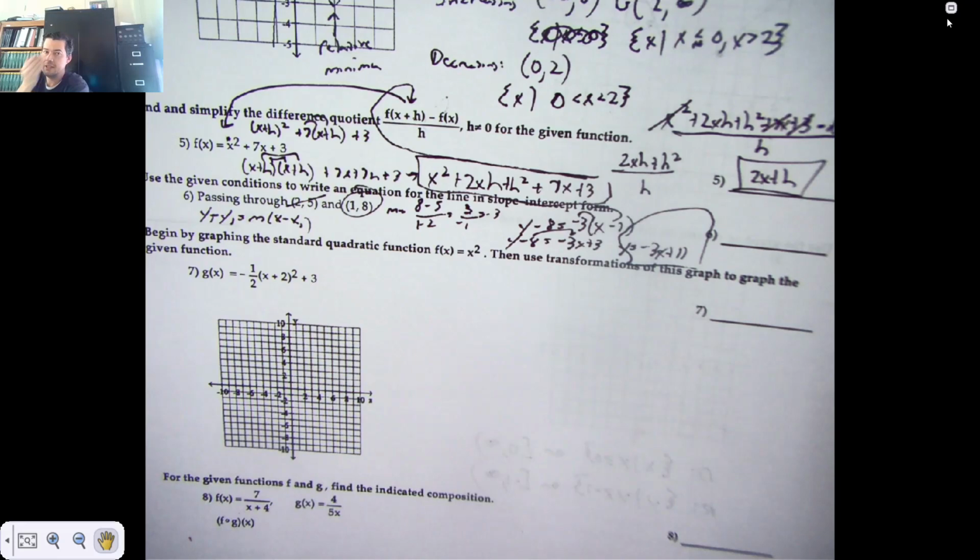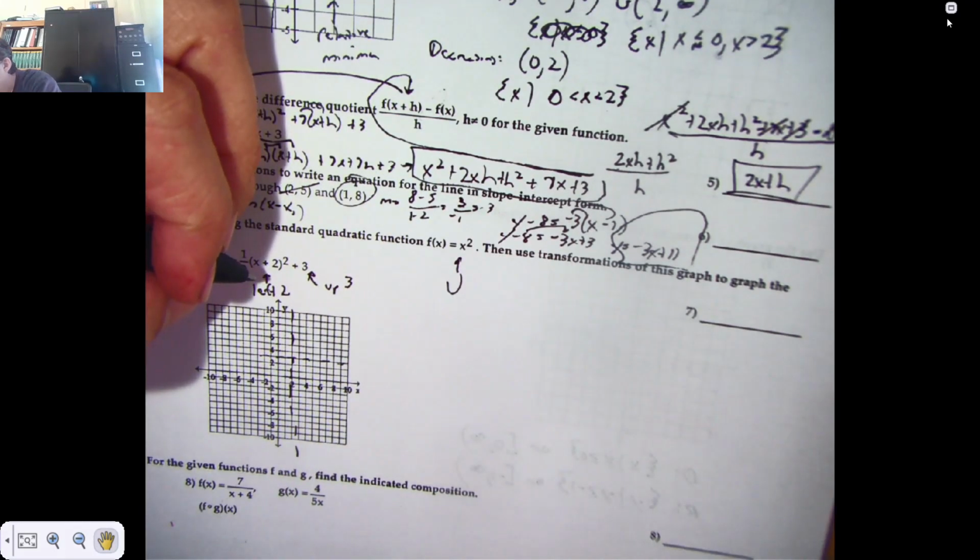All right, let's see what we're supposed to do. We're supposed to graph the standard quadratic f(x) equals x squared, then use transformations to graph, blah, blah, blah. Don't care about any of that. This is going to be left 2, always opposite, up 3. Hopefully you remember that x squared is the parabola. And this will be my vertex.